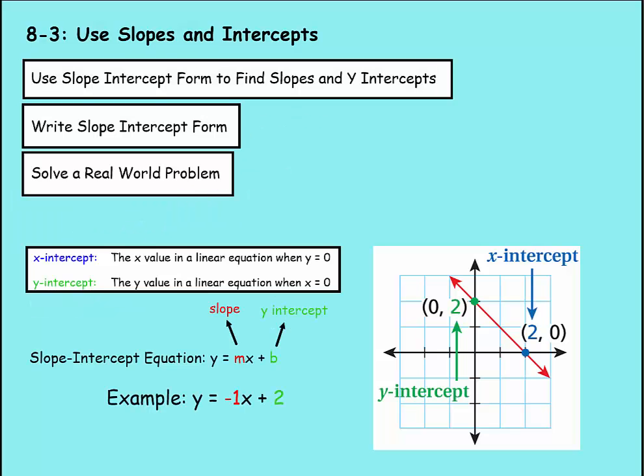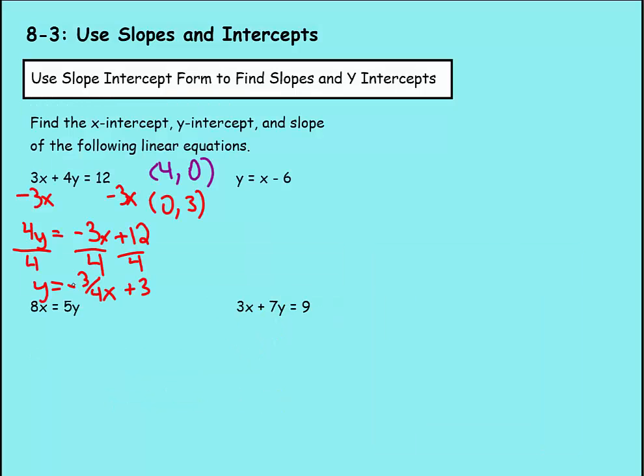And remember, slope-intercept form equation is whatever's being multiplied times x is our slope. So here's what's being multiplied times x, -3/4. So if we write our answer, we say m for slope equals -3/4. So there we found our x-intercept, our y-intercept, and the slope. These next ones won't take so long.